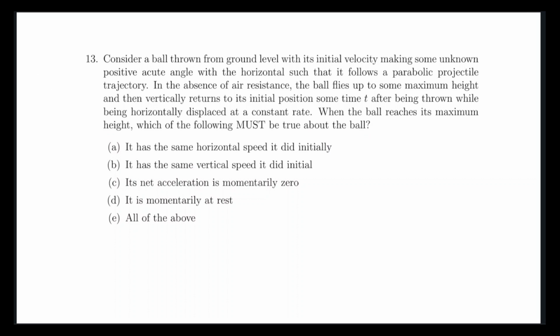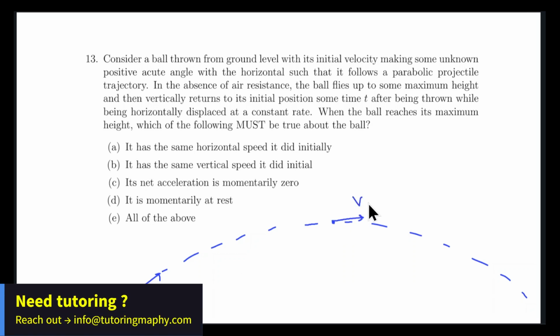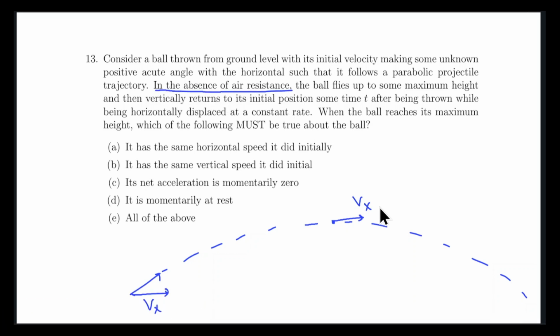Okay, they have given an entire paragraph, but it's just that it is thrown like this. It's launched at this point, lands at the same height, and at maximum height, they're asking if it had the same horizontal speed it did initially. Don't you think this is the correct answer? Because the horizontal velocity always remains the same, right? They are ignoring air resistance, I'm pretty sure. Have they mentioned? Yeah, in the absence of air resistance, I think this should be correct because this is not really going to change. But let's read the other options.